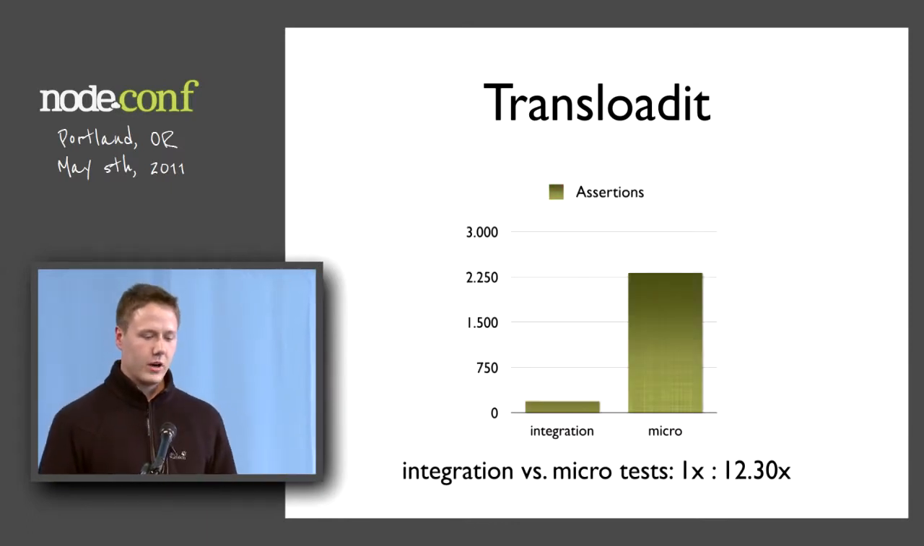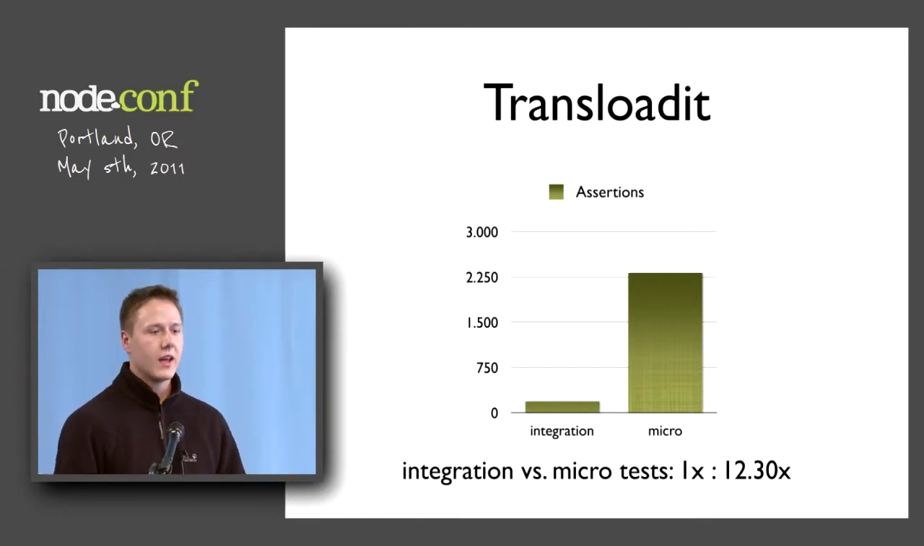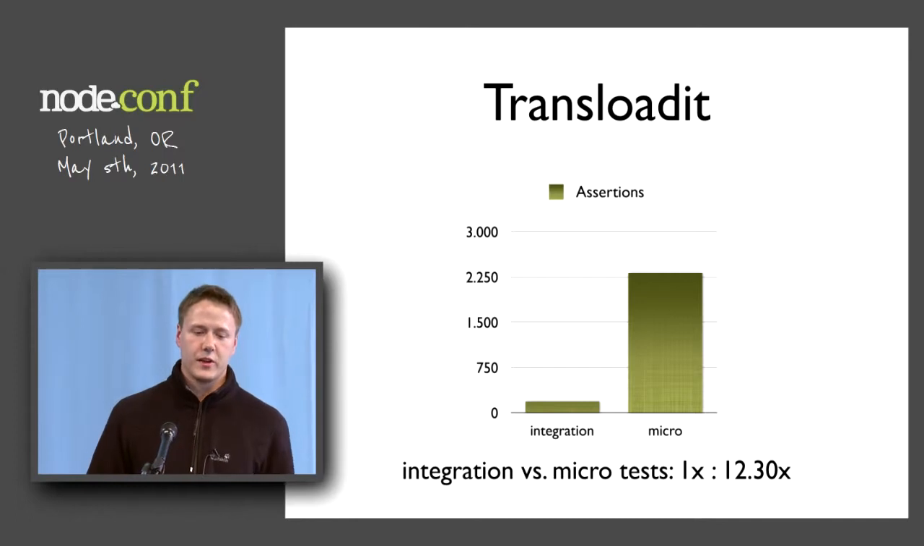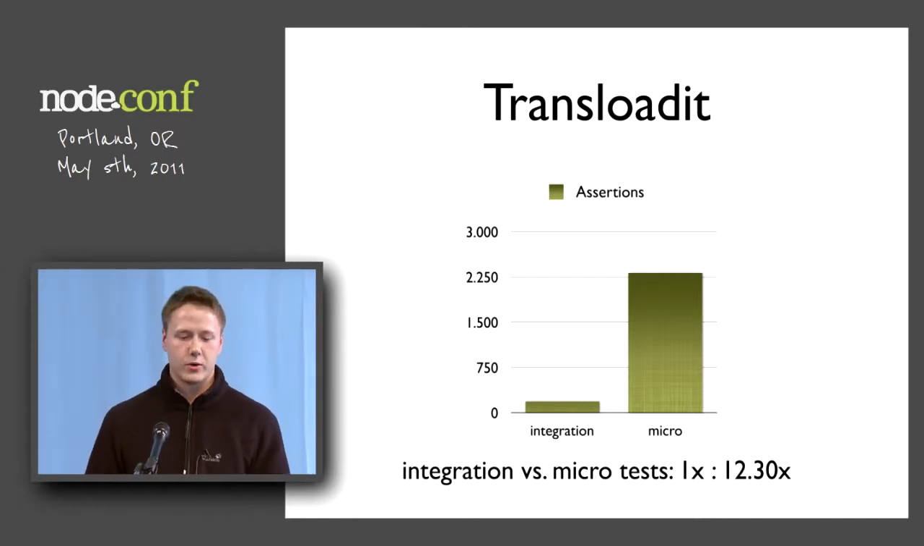But what becomes even more clear is when you look not at the amount of code, but at the amount of assertions. So that already looks pretty good. We probably have too much duplication in our integration tests. That's what it means. We have, I don't know, 190 asserts on the integration tests and 2,300 on the microtests.